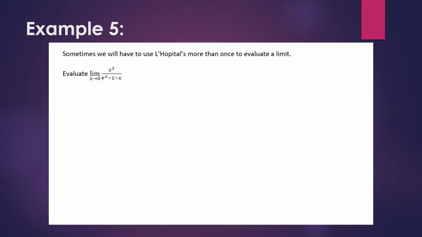So here in example 5, it's giving you a heads up that sometimes you're going to have to use L'Hopital's rule more than once to evaluate a limit. In fact, it's pretty common. So let's plug in 0 and see what happens. I get 0 squared over 1 minus 1. That's going to be a 0 over 0. So let's apply L'Hopital's rule to it. The numerator is going to be 2x, and the denominator will be e to the x minus 1. And this is the limit as x approaches 0. If I plug in 0 again, I'm going to get 0 over 1 minus 1, which is 0 over 0. So I'm going to use L'Hopital's again.